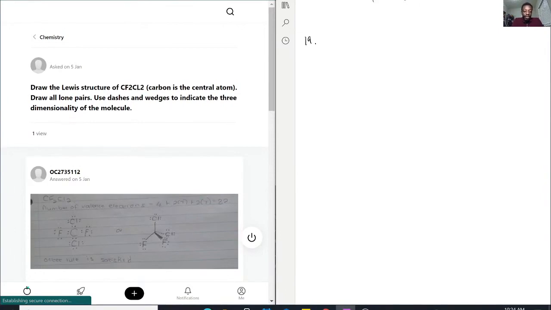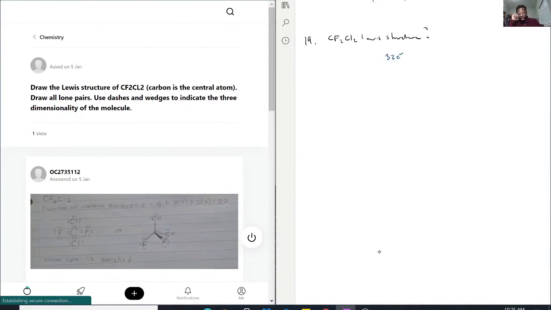Okay? So with that being said, the CF2Cl2 Lewis structure. Carbon is in the 14th column, that's 4 electrons. Fluorine and chlorine are both in the 17th column, so that's 7 electrons each. So 7 times 4, that's 28, plus another 4, that's 32 electrons we're working with total.